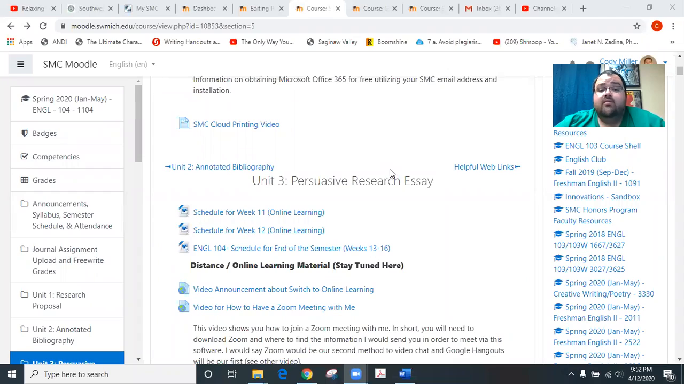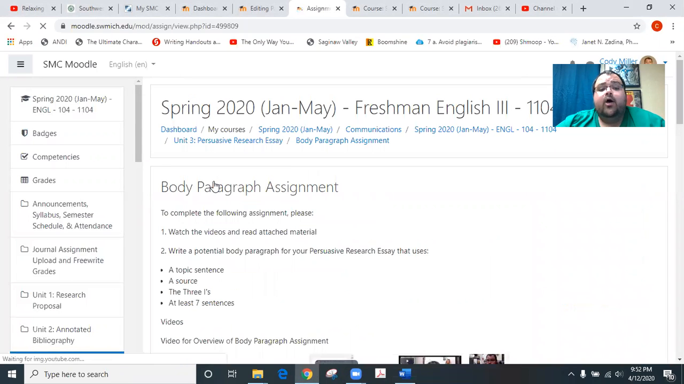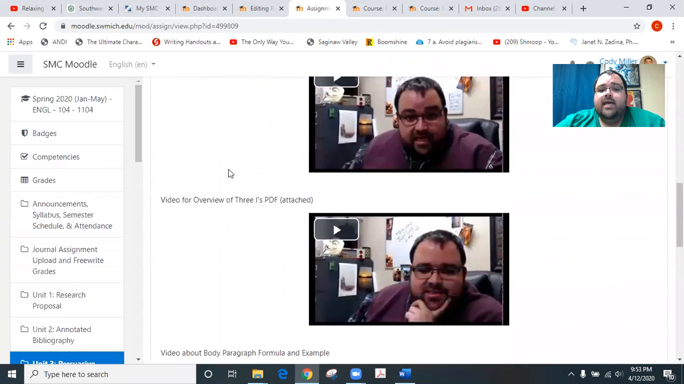I'm here with a quick overview about body paragraphs and quoting and integrating those sources into your paper. So I want to make sure that I am showing you the resources that are on Moodle so that you can follow along with me. When we're on our Moodle page underneath Unit 3, Persuasive Research Essay, that's the section. We'll scroll down and you'll remember that we did this body paragraph assignment. You should have feedback on that already. But when we click on this, there were multiple resources in there to help you through body paragraph structure, as well as what you need to do in order to get quotes within those body paragraphs.